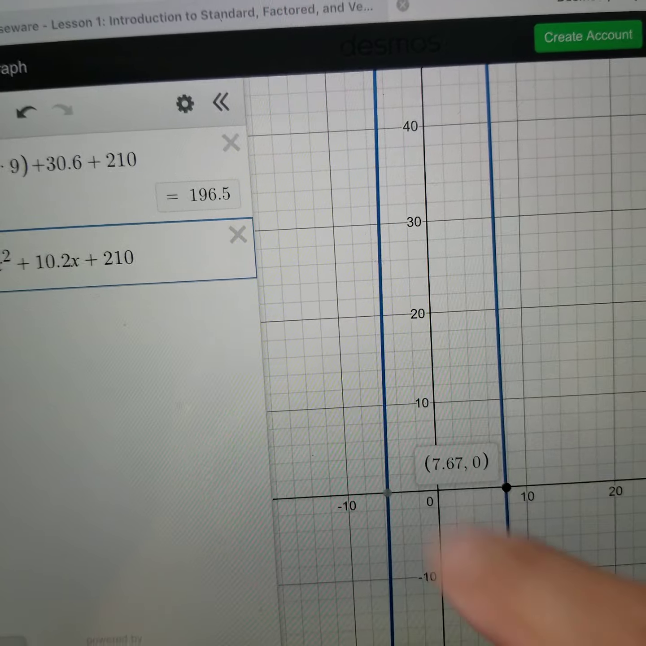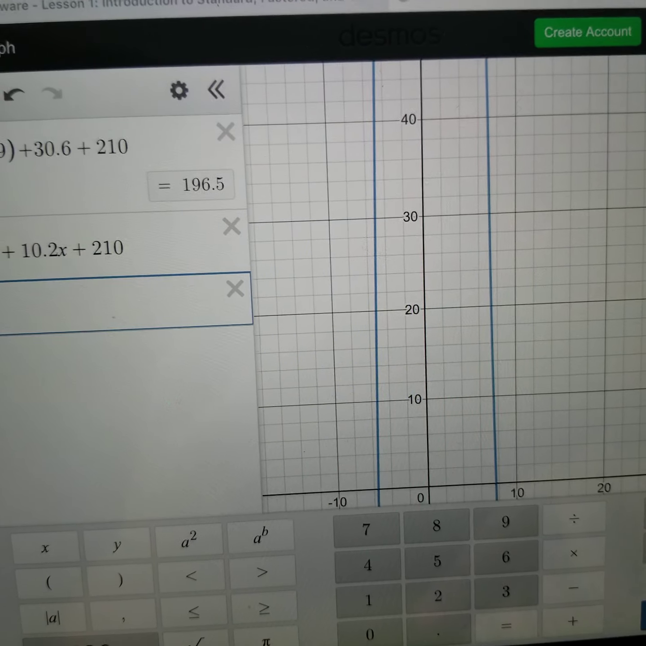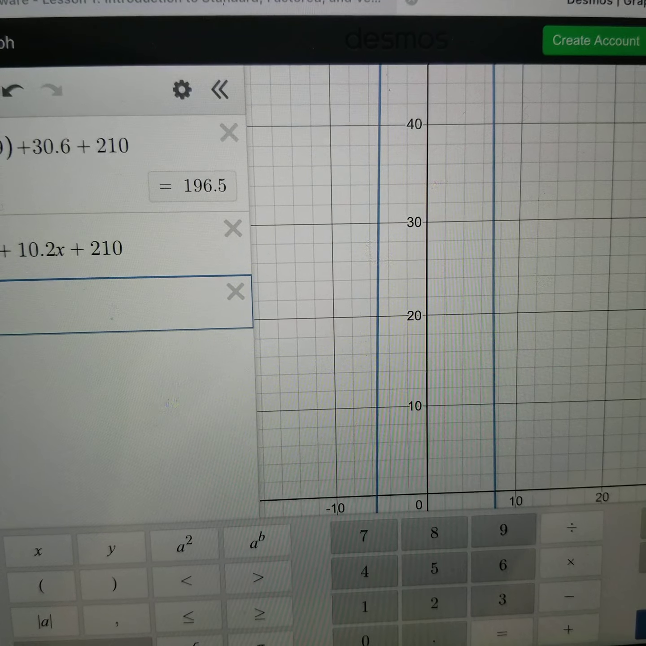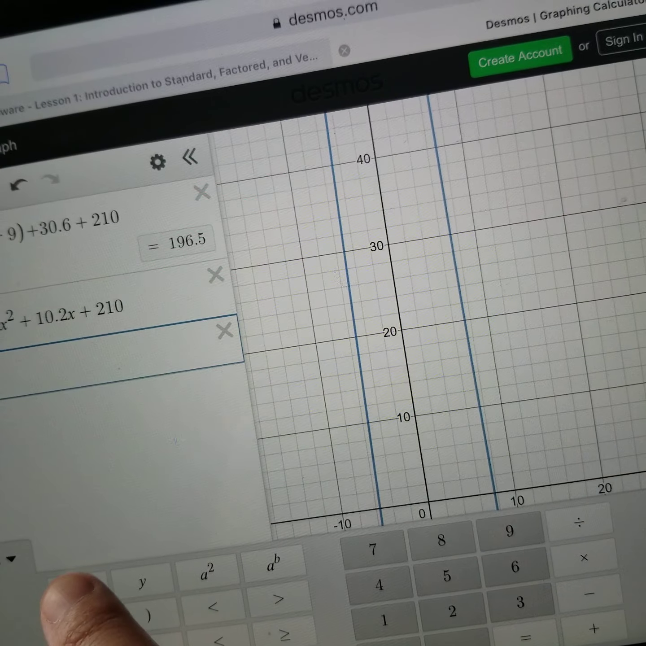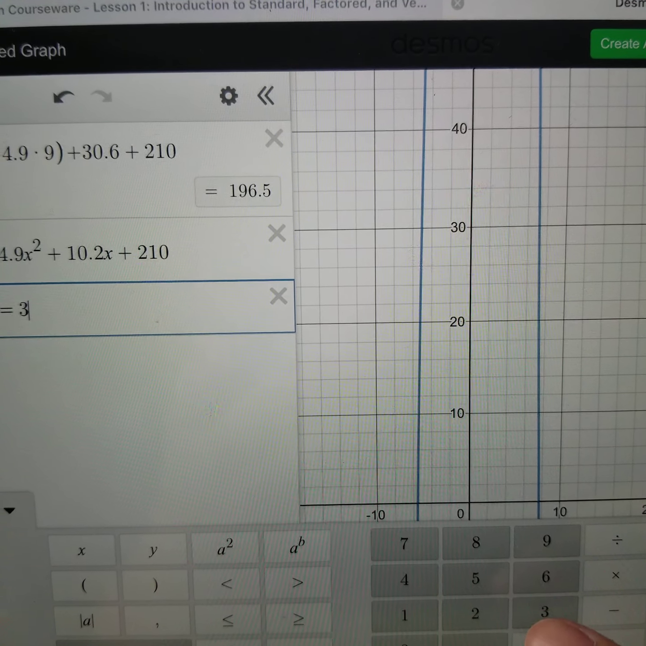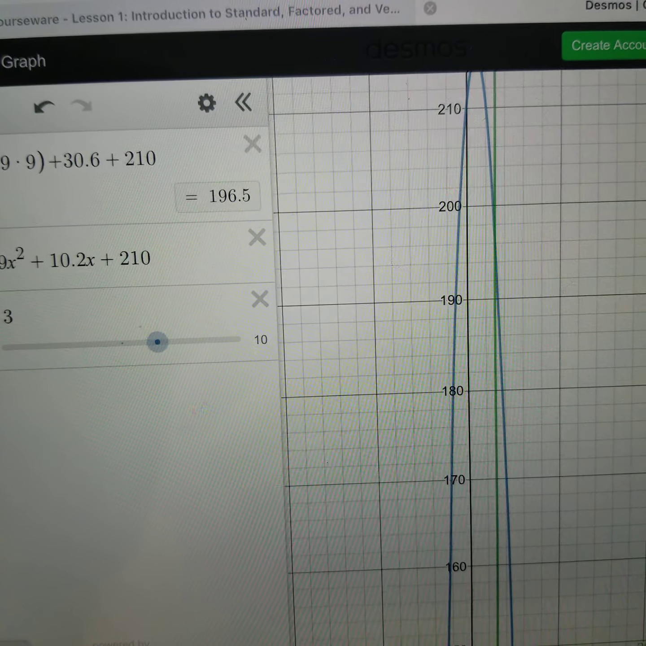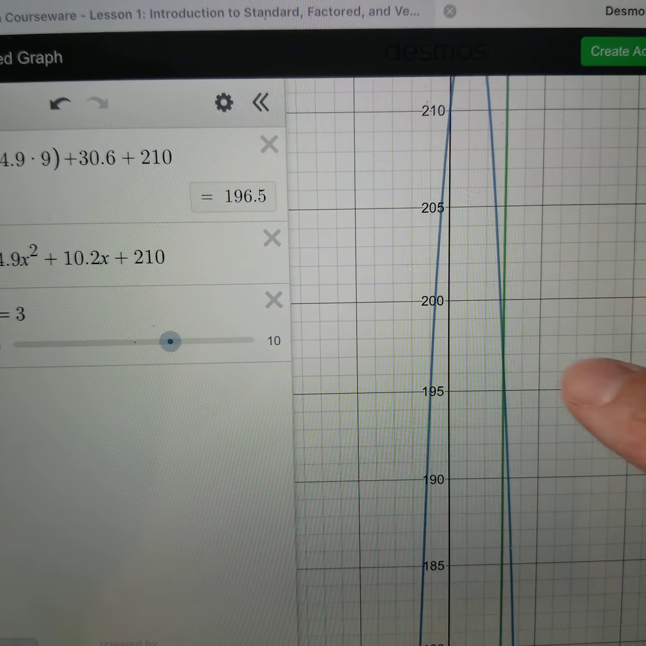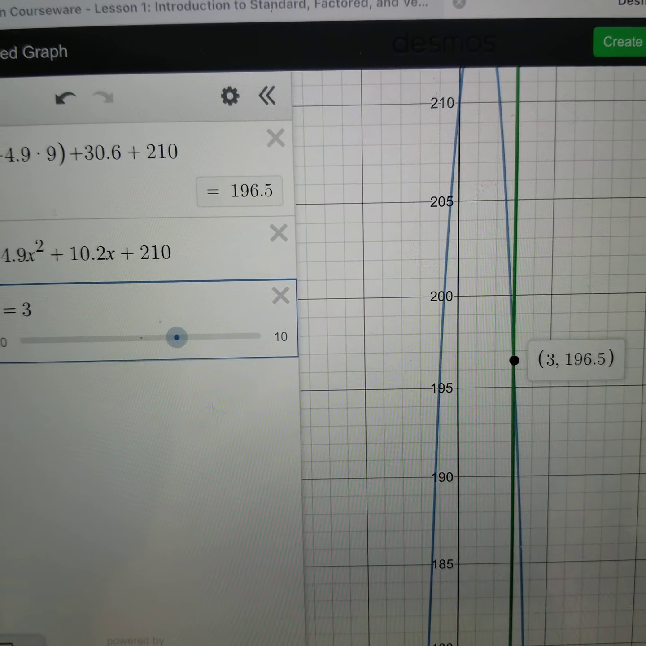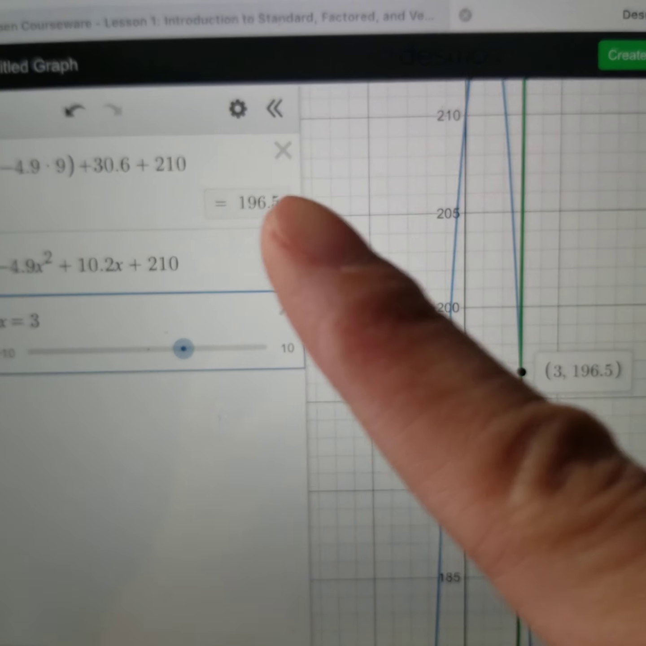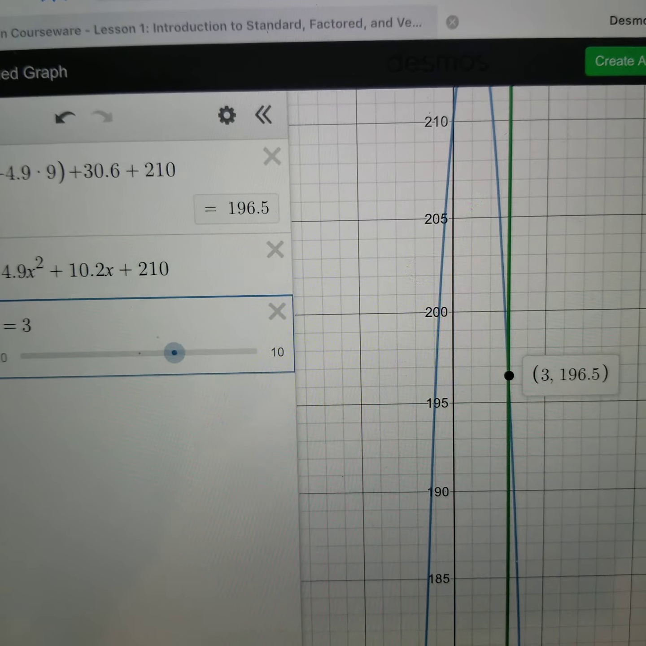And then that other answer that we should confirm is that when the height is actually equal to 3, or sorry, at 3 seconds, so when we write x is equal to 3, we want to see where this line intersects, and it should be at that value that we calculated before. So here we have 196, which matches our calculation or our math from above.